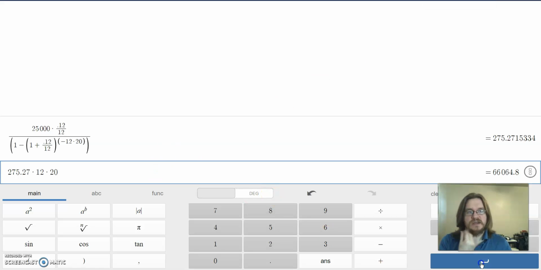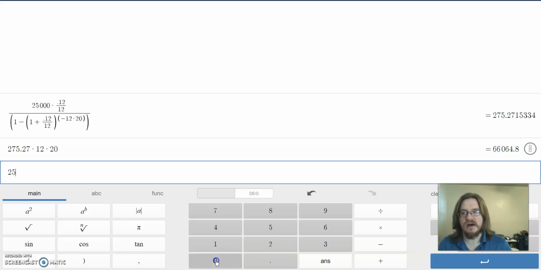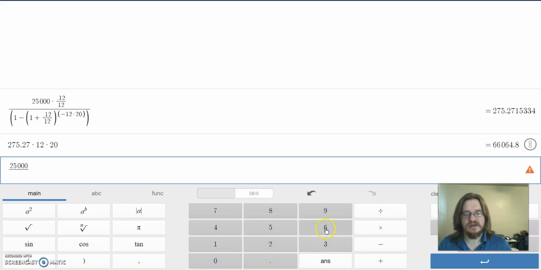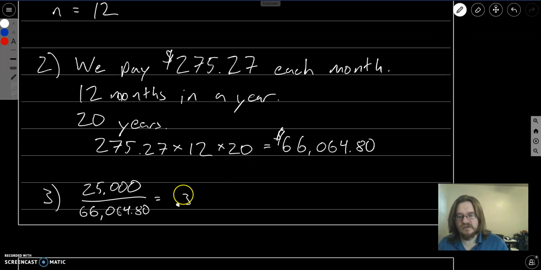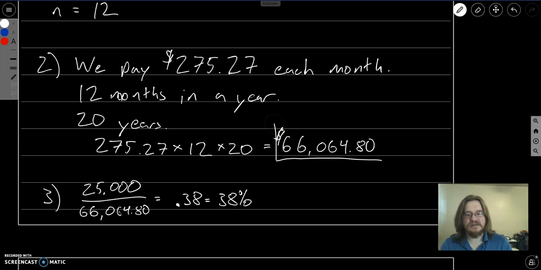So let's come back to Desmos. We'll hit enter, and we have $25,000 divided by the $66,064.80. And if I round this to the nearest percent, this is going to be 0.38, which is the same thing as 38%. So after we pay back $66,000, only 38% of that was for my initial 25 grand loan. Only 38% of it, so this is for the principal.